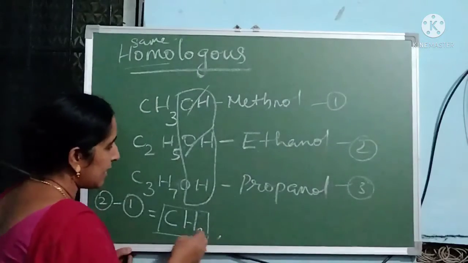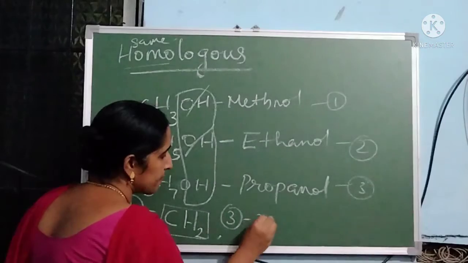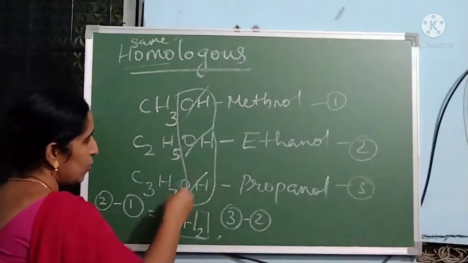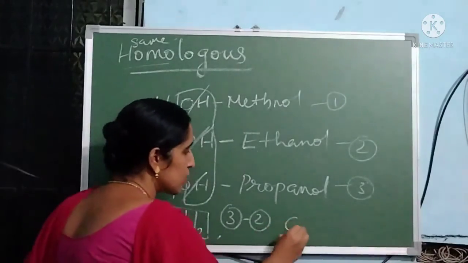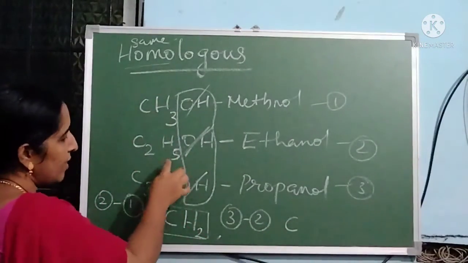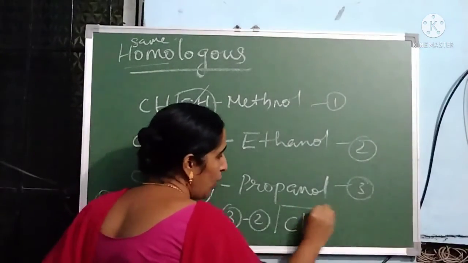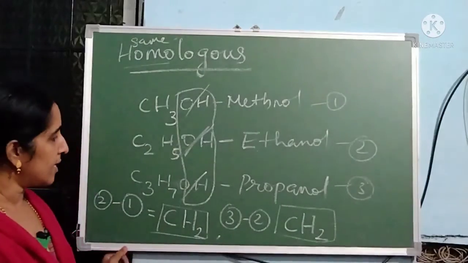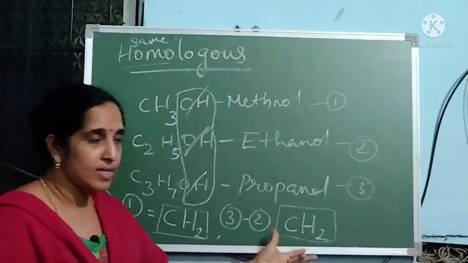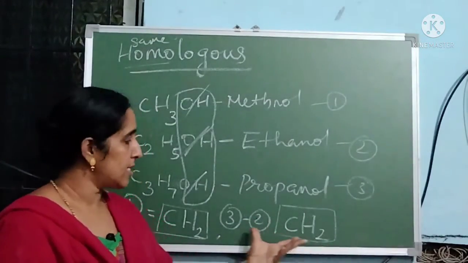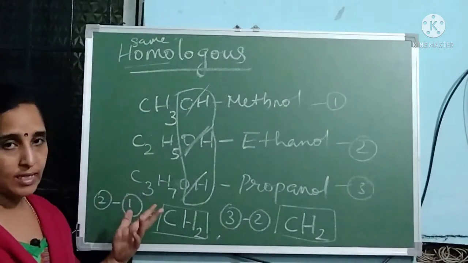Okay, then taking equation 3 and equation 2. Equation 3 minus equation 2. Here also OH will be cancelled. Then C3 minus C2 will also be C. Then H7 minus H5 will also be H2. This is also a CH2 group. The difference between two consecutive members of a homologous series will always be a CH2 group. This is the first chemical property of a homologous series.